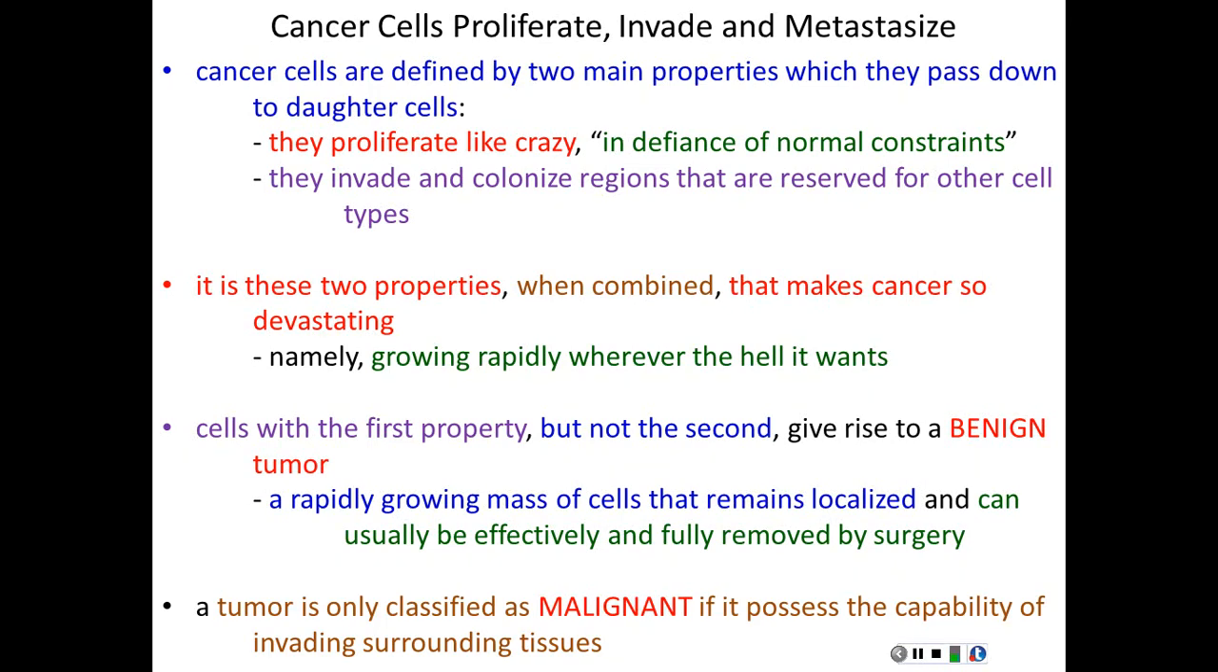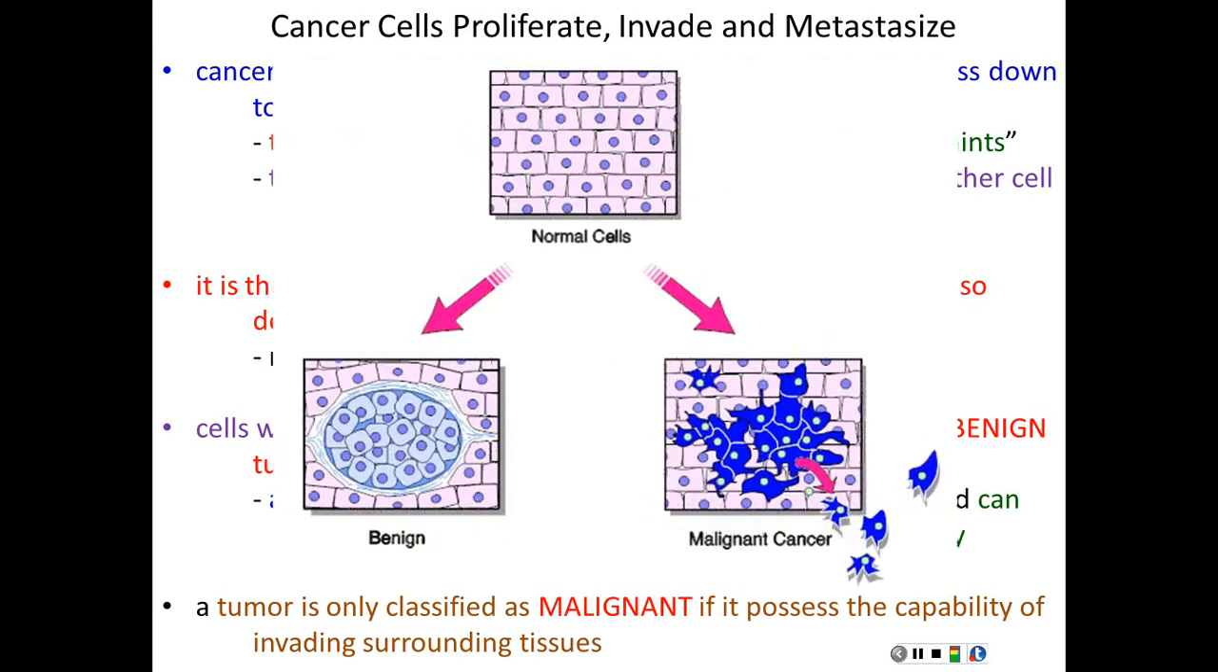When the answer is, no, it was malignant. Oh, no, it was malignant. Now we know we're talking about cancer. Malignancy implies the invasiveness of cancer. A tumor can only be classified as malignant if it possesses the capability of invading surrounding tissues. So dividing like crazy is bad, but dividing like crazy alone can be treated. Dividing like crazy and invading, that is cancer.